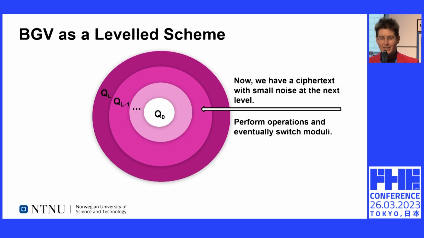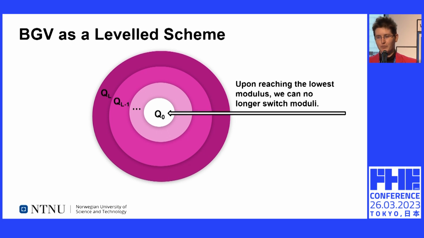So we can perform operations again, and eventually we will have to modular switch again to the next level and so on, until at some point we are at the lowest level. And now here we really do have to stop computing because there is no ciphertext modulus underneath anymore, so we cannot modular switch anymore. So yeah.